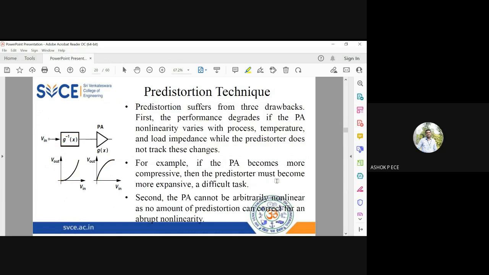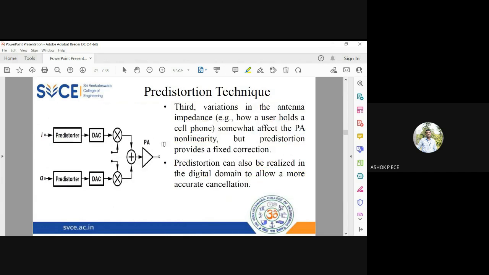Okay, so it has three drawbacks. One is the variation of the power amplifier with process, temperature and other things. If the power amplifier becomes more compressive, then the distorter has to become more expansive. The compression is larger, so it is not just expanding for larger values, and it will become non-linear. The non-linearity effects will also come and add up in your signal. So for that reason, they say that this might be an issue in the pre-distortion technique.